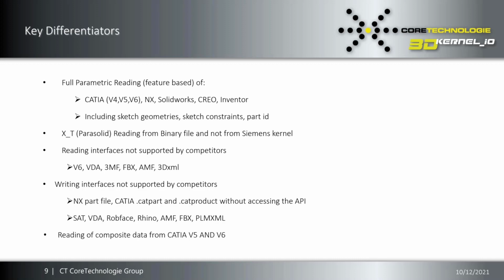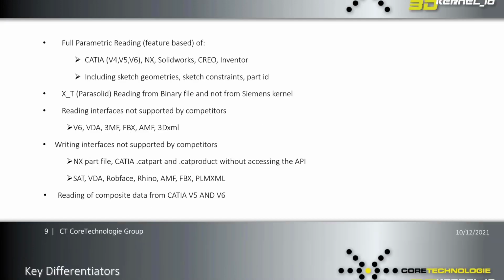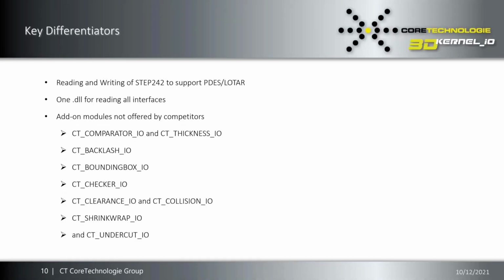Core Technology reverse engineered that from the binary code, so you don't necessarily need that partnership with Siemens to read the XT, or if you will, the Parasolid. And then reading interfaces that are unique might be the V6, 3F, and the other ones listed here. And then I already mentioned the fact that we have the ability to write specific entities as well, giving you the ability to use one DLL in the software.